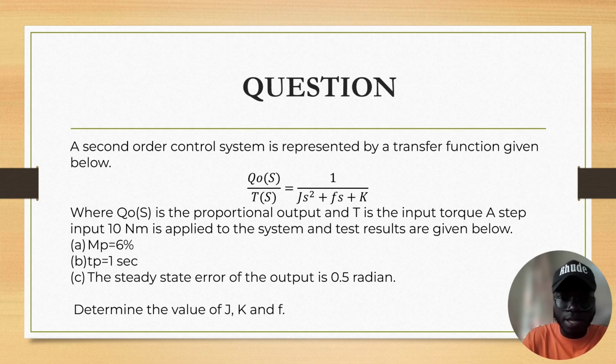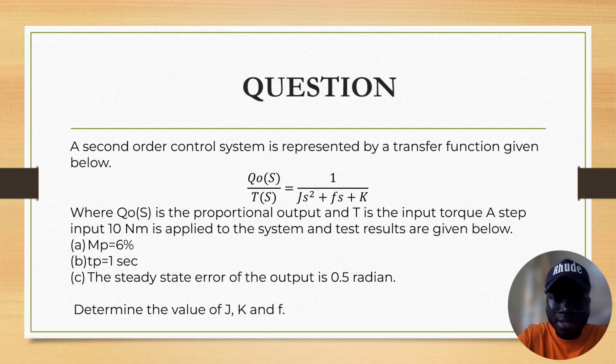Q naught of S represents the output angular position. T of S represents the input torque applied to the system. J is the moment of inertia of the system. F is the viscous damping coefficient. K is the stiffness constant. These three parameters, J, F, K, determine how the system responds dynamically.